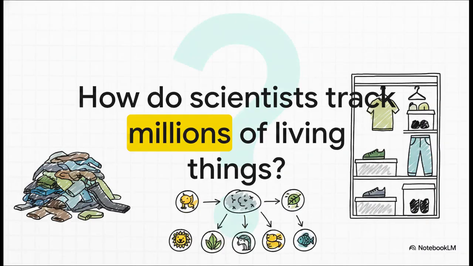So think about this for a second. How in the world do scientists keep track of millions of living things? If you just had a giant endless list of millions of animals, it would be pure chaos. To solve this, scientists use a brilliant system called classification.